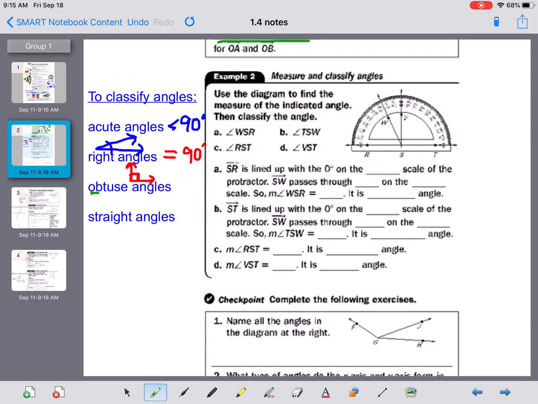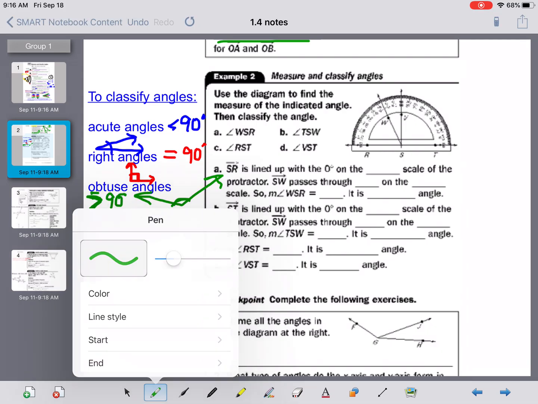Yep, obese, okay? Obese, those are the fat things. And this angle is definitely fat. These are angles that are bigger than 90 degrees. They're the fat ones. Obtuse, obese, they're big and fat, okay? So there's three of them.